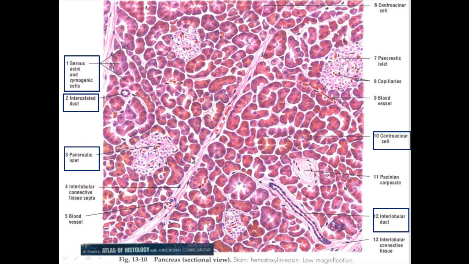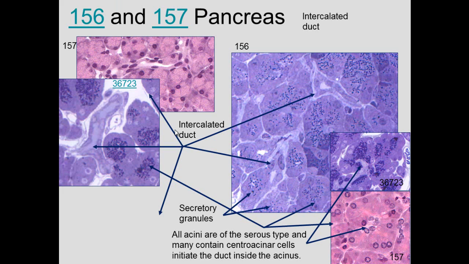But the intralobular duct, not shown here, is non-striated. That indicates the pancreas, because everything is isotonic. You're not producing a hypotonic saliva in the case of the pancreas. So here we can see the pancreas, the intercalated duct.